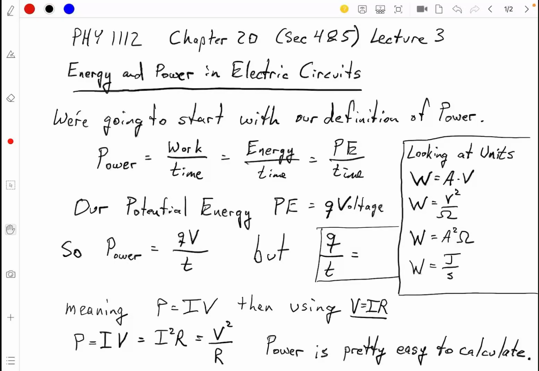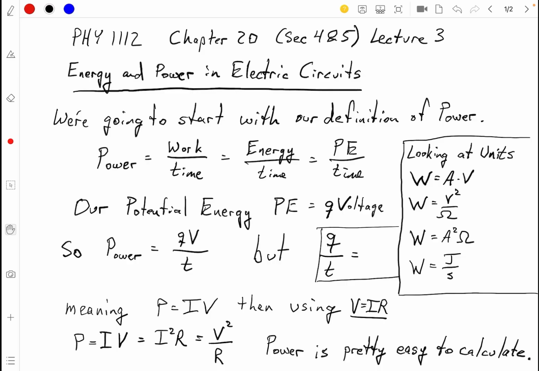Okay, physics algebra base, second semester. We're going to do chapter 20, sections 4 and 5. This is lecture 3 of chapter 20. And we're doing energy, power, and electric circuits.